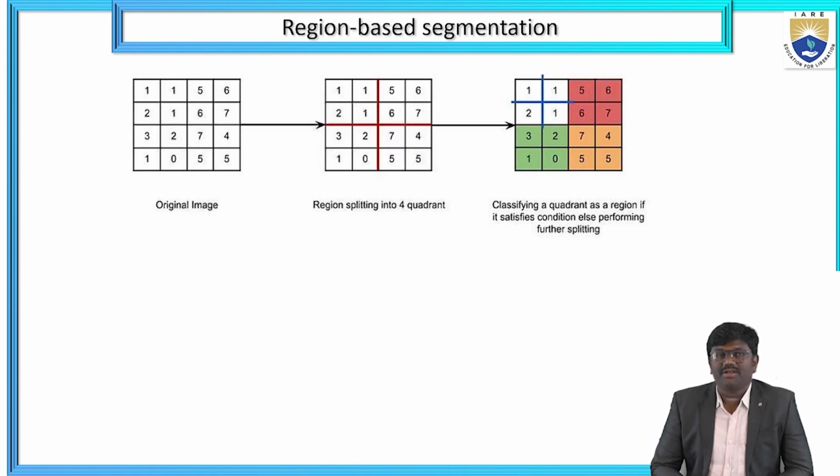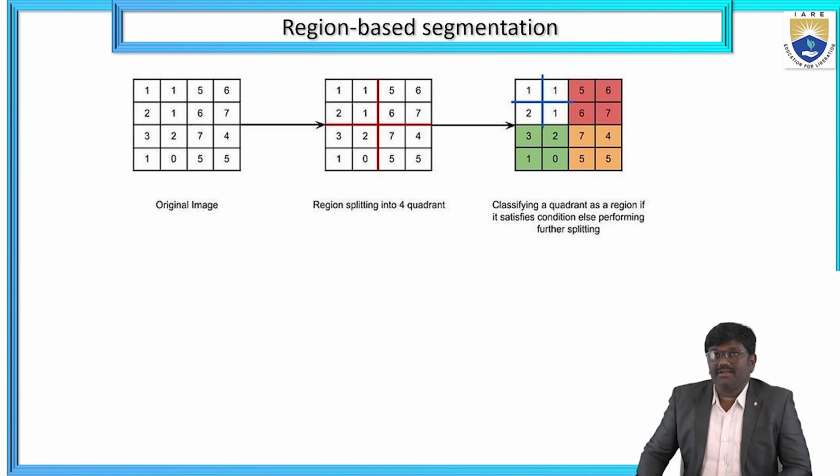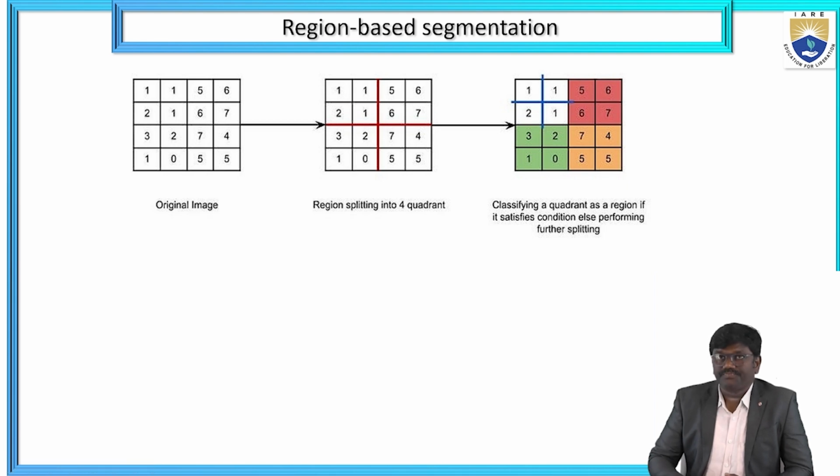So, for example, let us take the original image. How are we splitting it into 4 quadrants? This depends on the user. We are splitting into 4 quadrants. Then we classify a quadrant as a region if it satisfies the condition, else we perform further splitting. This is the original image of the pixels, and we split it into four quadrants. The quadrants which satisfy the condition we keep in the form of the required shaded color.